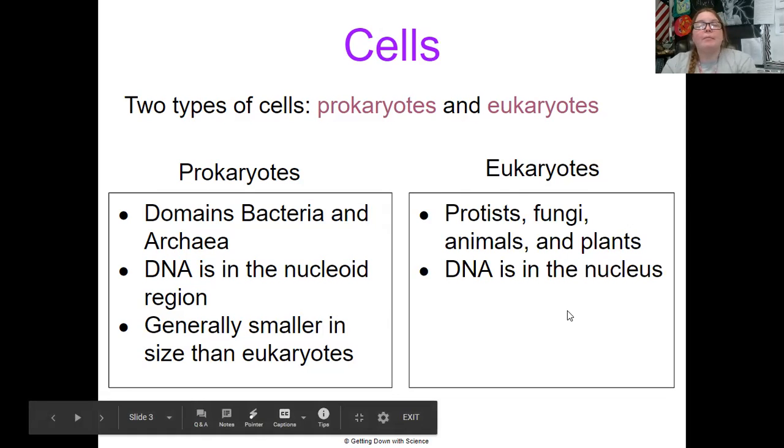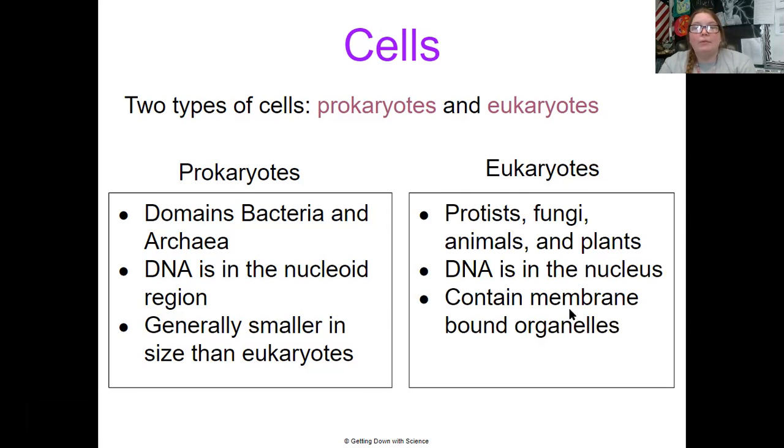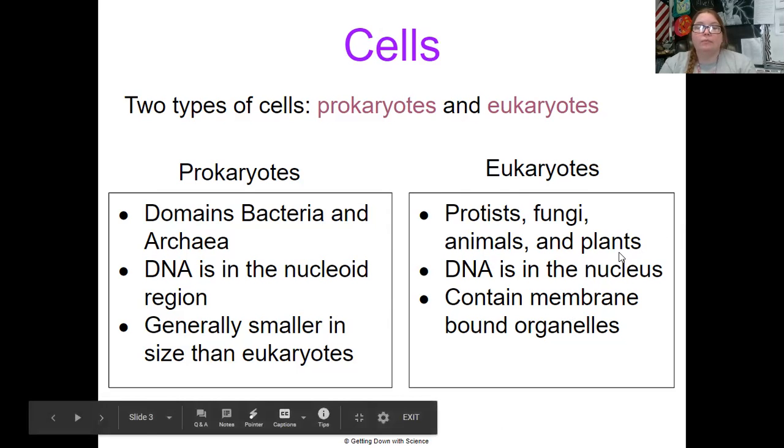DNA is going to be kept in a nucleus in a eukaryote. They have membrane-bound organelles. What this means is, instead of just throwing it all into this itty-bitty little cell, eukaryotes can subdivide their stuff with membranes, and we don't see that in prokaryotes.